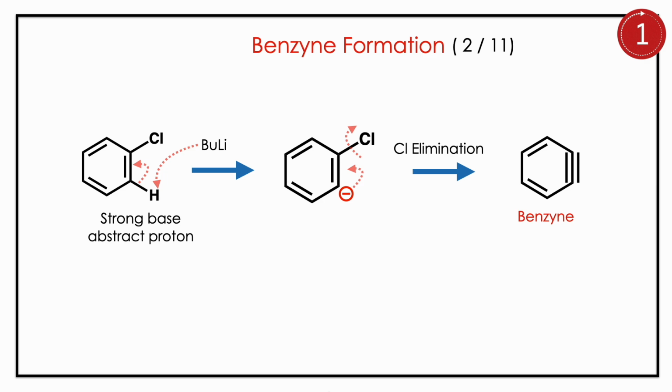Then the next synthetic method: chlorobenzene with butyl lithium. Butyl lithium is a strong base. It abstracts the proton and you have anion formation. Then the anion pushes the chlorine out and you have benzyne formation. Basically, you have a Hofmann-type elimination. The double bond becomes a triple bond there. It is like dehydrohalogenation. Finally, you have benzyne.